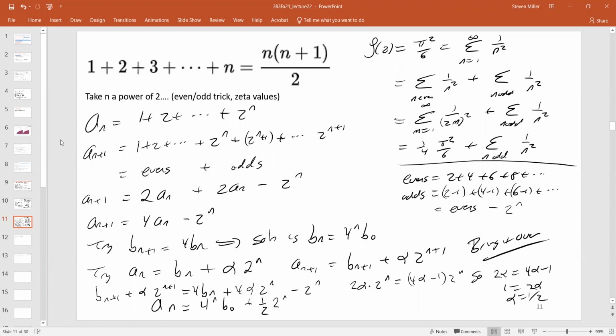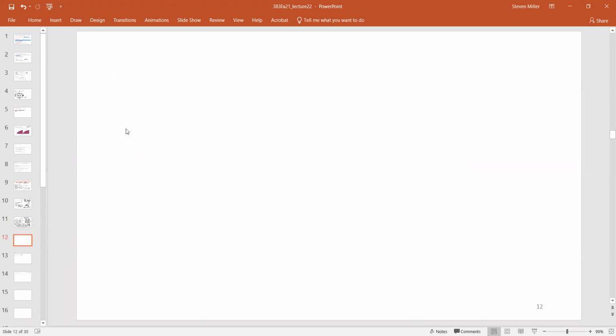an is 1 plus 2 plus dot dot dot plus 2 to the n. Yes. So a0 equals 1. So what does that make b0 equal to? a0 equals 1 implies b0 equals 1/2, implies an is equal to 1/2 2 to the n plus 4 to the n. So we got an is 1 plus 2 plus dot dot dot plus 2 to the n is equal to 1/2 2 to the n plus 4 to the n.